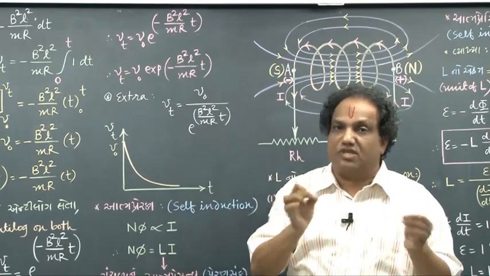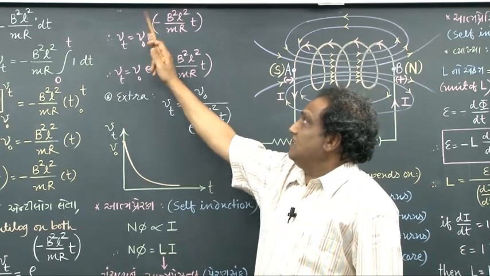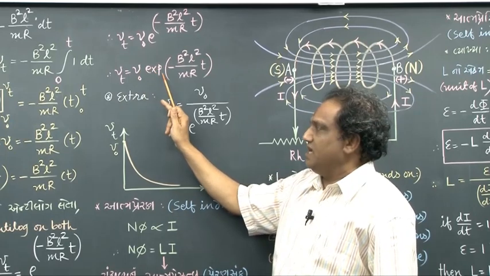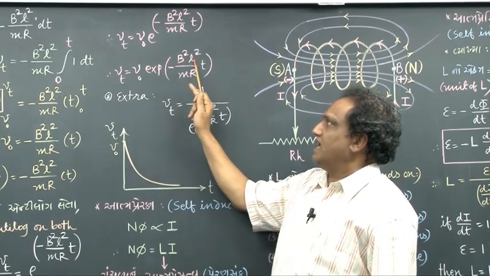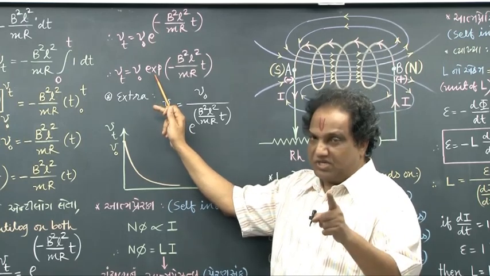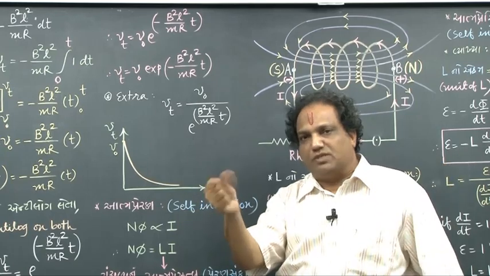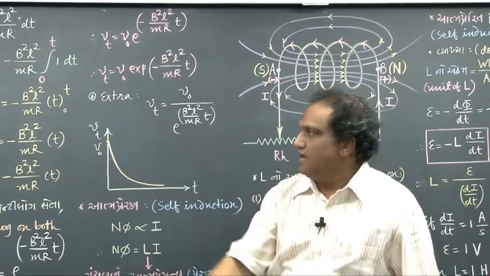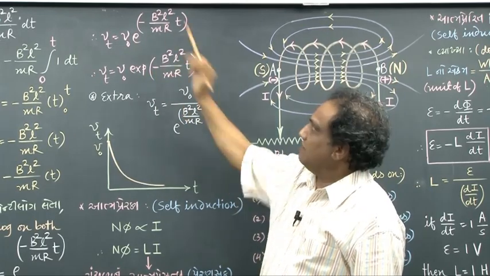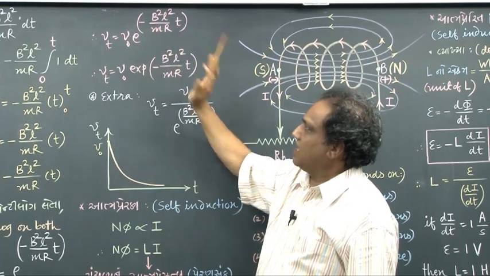So just to save the space, we have adopted a new symbol. We don't write this term this way, we write it this way: V0 into exp of minus B square L square upon mR into t. Exp means exponent. Remember, exponent of x means e raised to x, exponent of y means e raised to y. Exponent of this means e raised to this. The same term is present here: e raised to minus B square L square upon mR into t.